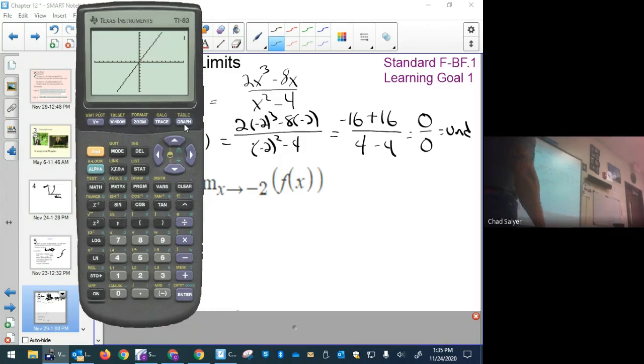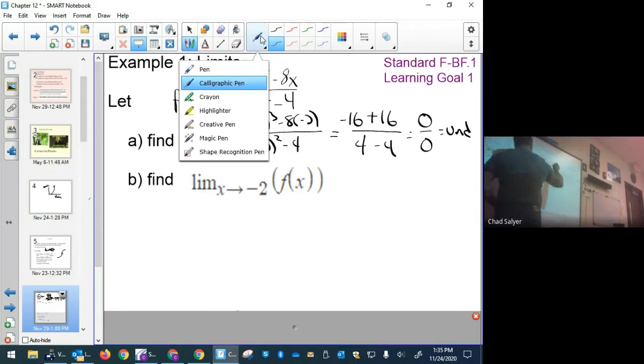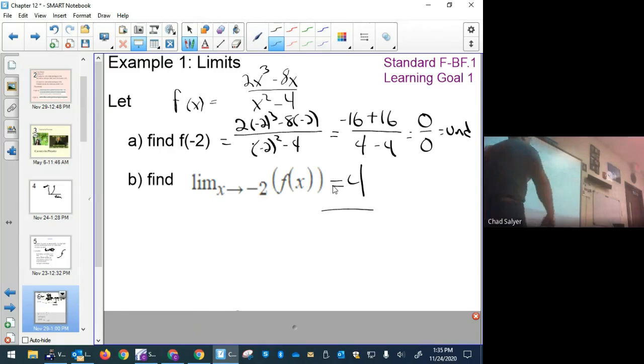Looks for all the world like a continuous function, doesn't it? But if I trace at 2, see that it doesn't actually exist there. As we have found algebraically, it's an undefined point. But if I get real close, like 1.99999, it's at 3.9998. And if I go just past 2, 2.00001, I'm really close to 4. So the limit here is 4 by graphical analysis.